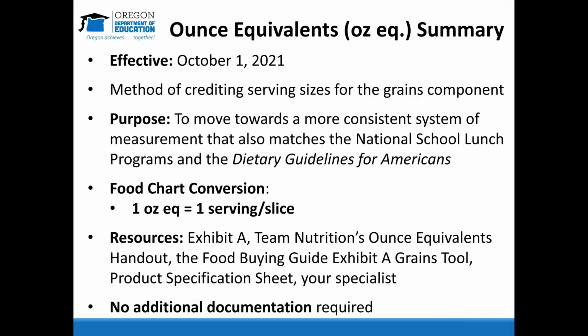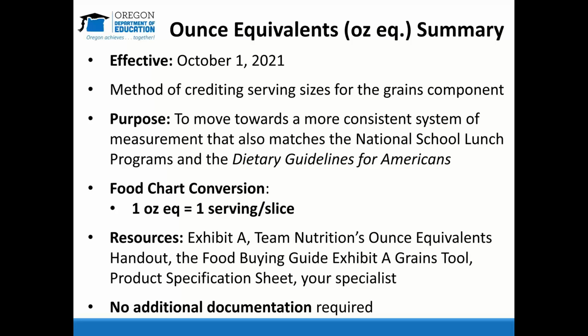All right. Let's do a quick summary of what we learned about ounce equivalents today. So we know it will become effective October 1st, 2021 for the CACFP. We also know that ounce equivalents is a method of crediting serving sizes for the grains component that is going to replace our current method of determining serving sizes. In practicality, really not that much difference.